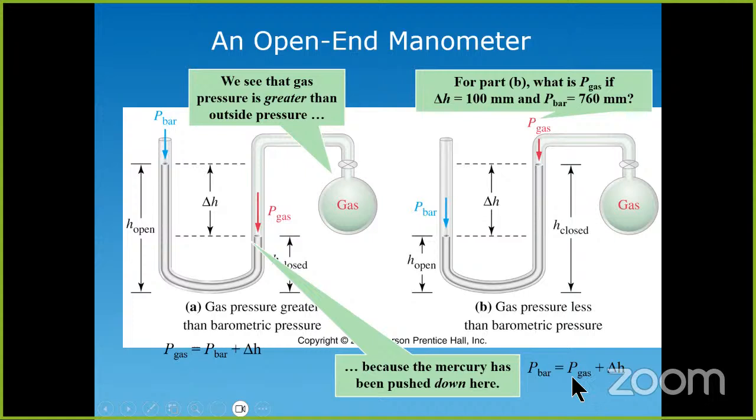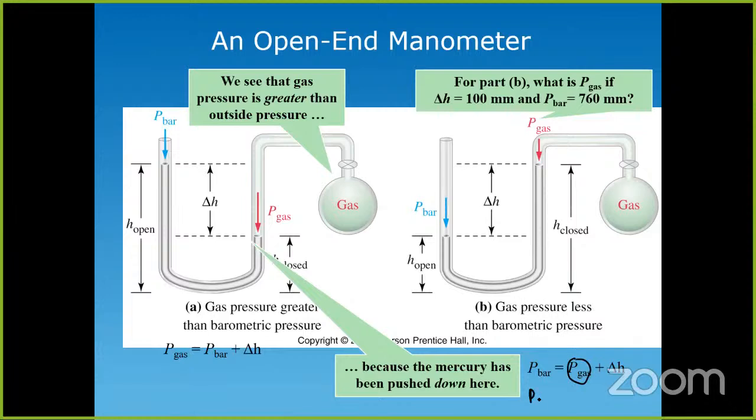All right. So that's basically how we use the open-end manometer to determine the pressure of the gas. So here's an example right here in this green box. It says for part B, which is over here, what is the pressure of the gas if delta H is 100 millimeters of mercury and the barometric pressure is 760 millimeters mercury? Well, all we have to do is plug those numbers into the equation that applies to that arrangement. So basically, we're trying to find the pressure of the gas.